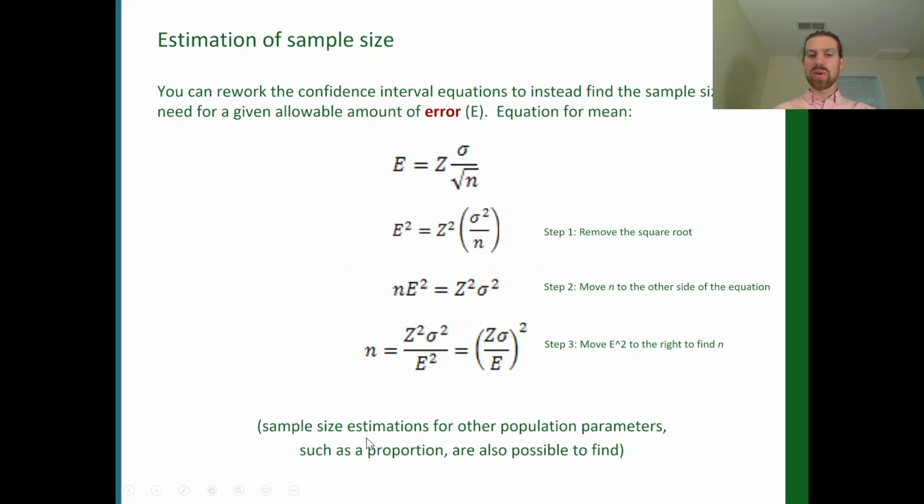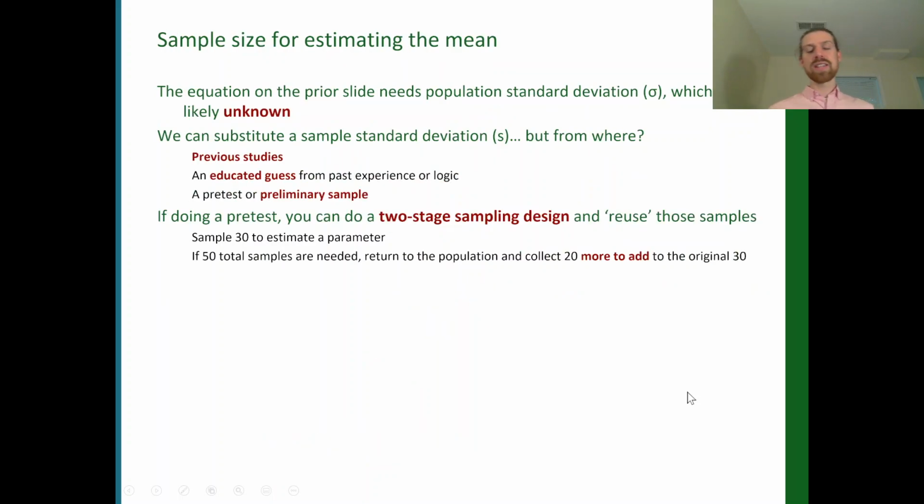The key issue is that we need to arrange this so that the number of samples moves to the left, because this is the part that we don't yet know. The first step is to remove the square root, which means we square all of the other items within the equation. We can then move n to the other side, and move the e squared to the right to find the n value. So n ends up being equal to the z-score multiplied by the standard deviation, divided by the error, all squared. We'll be able to do that for an example now, but also within the R practical.